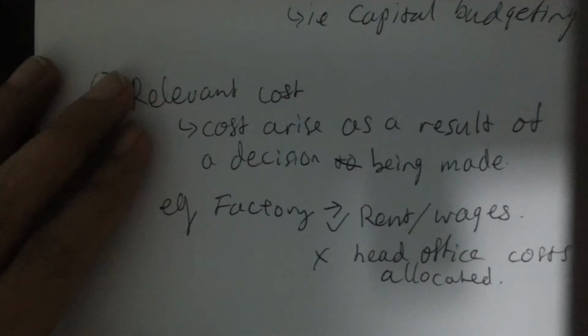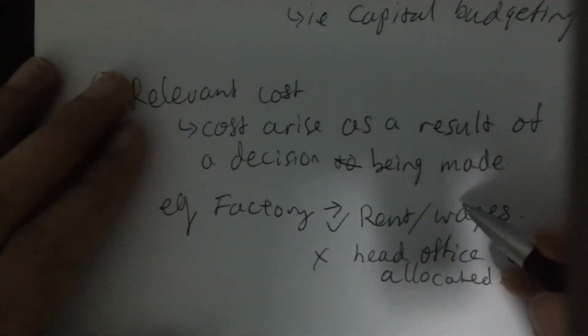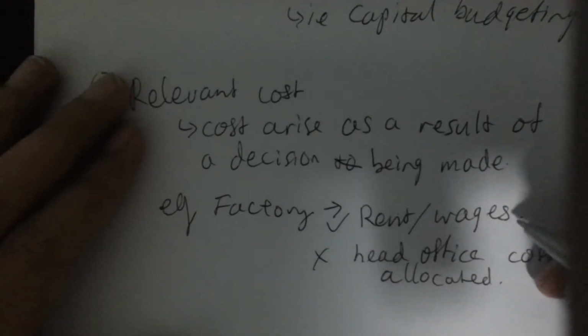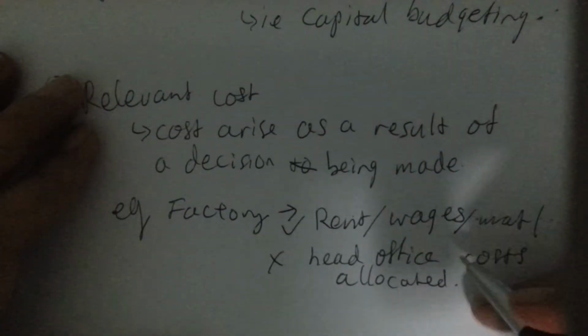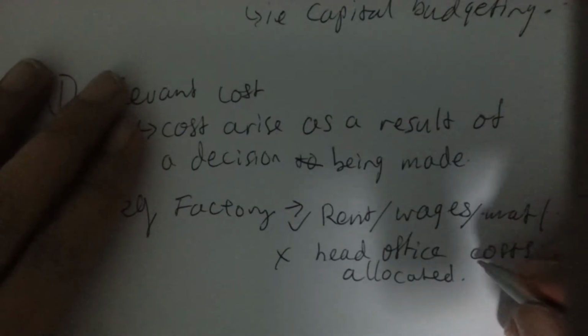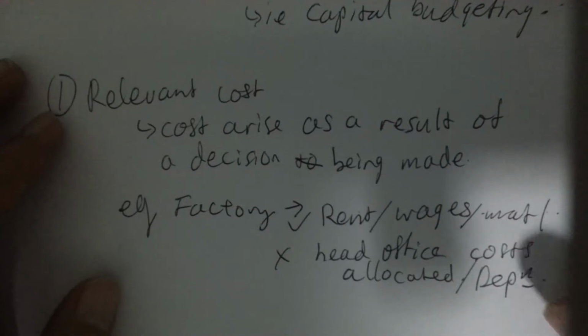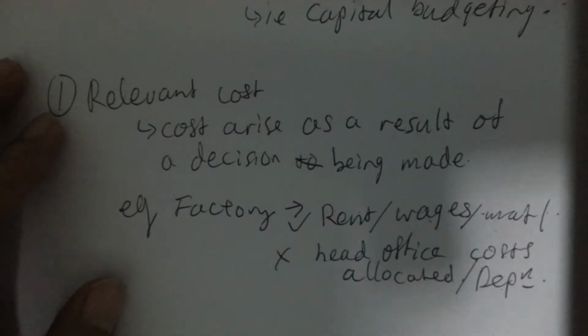Right. Now when you start a factory, it has nothing to do with your head office costs, whether you have more people at head office or not. Those costs shouldn't affect your decision to start the factory. So those costs relevant to starting the factory should be limited only to rental, wages, and perhaps even materials. It cannot be anything like head office costs allocated, and even depreciation. These are strictly not relevant costs.